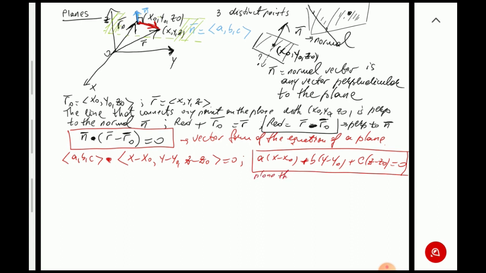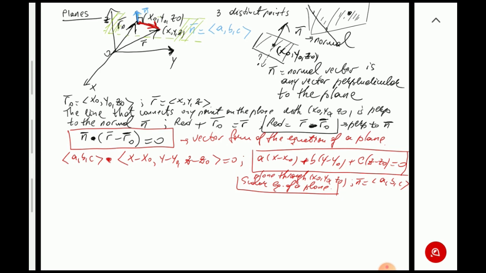right? Plane through x naught, y naught, z naught with normal ABC. So the coefficients of these parentheses of x and y and z will be the normal. So this is, by the way, called the scalar equation of a plane. Probably because it comes from the scalar, well, actually I don't know why it's called scalar. I think that's the name given.